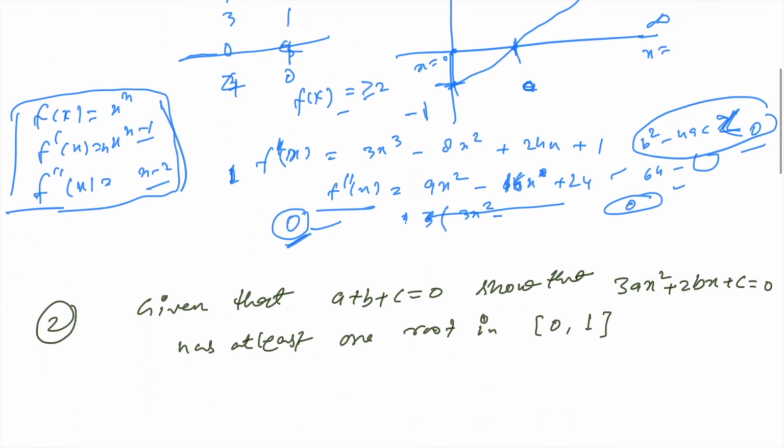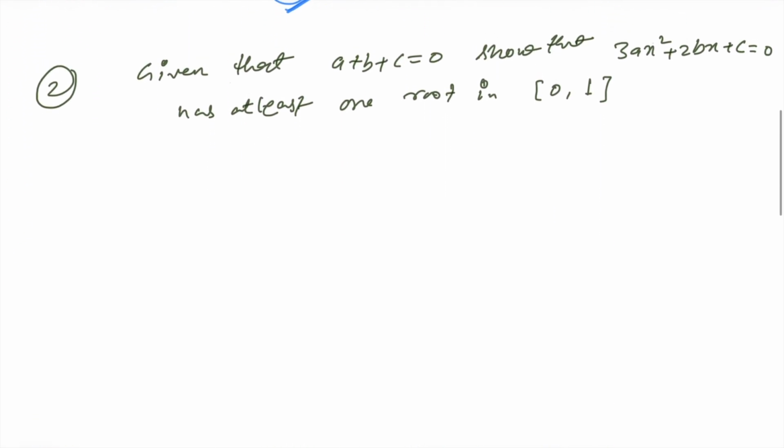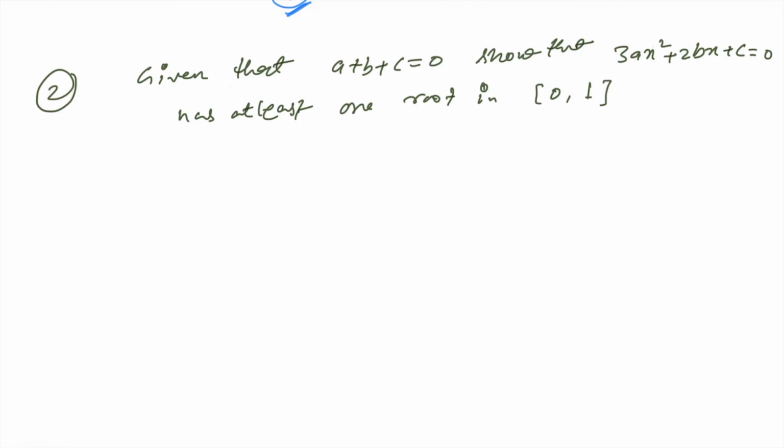Okay, let's solve another problem. Given that a plus b plus c is equal to 0, show that this function has at least one root in the 0 to 1 interval. So now when we get at least one root in this interval, we should think in terms of Rolle's theorem or Lagrange's theorem, depending on the condition f(a) is equal to f(b).